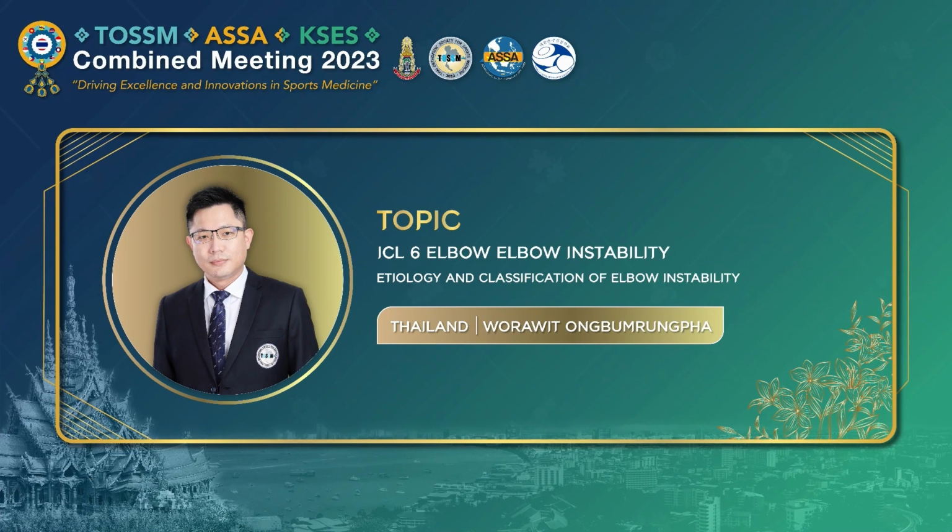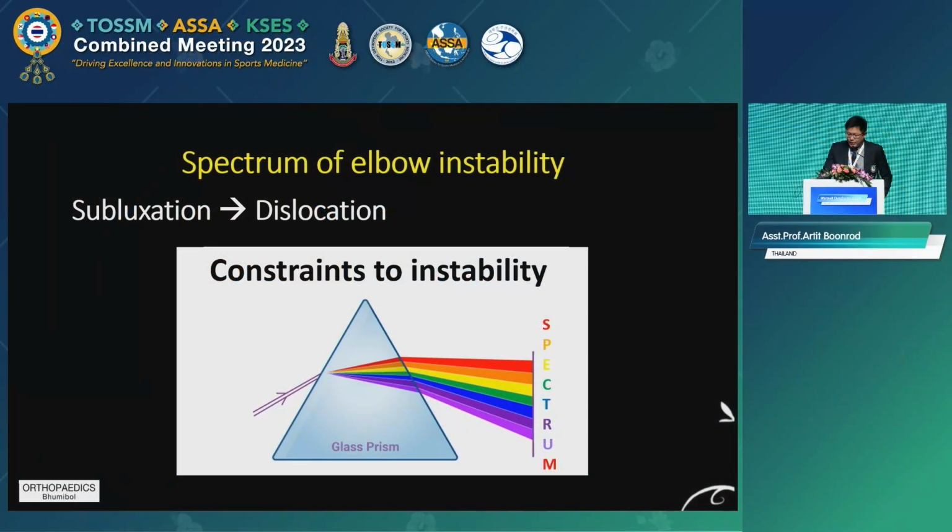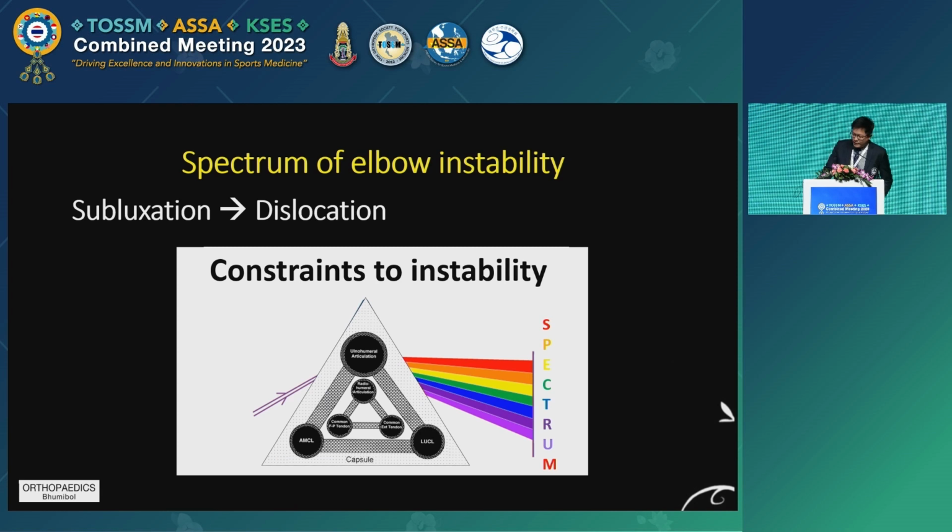So we talk about the spectrum of elbow instability. It's like a white light getting across a prism, which generates the spectrum of colored light. If we think of that prism as a triangle of constraint, and some parts of it are disrupted, the spectrum of injury becomes predictable, based on what part of the constraint and what part of the structure is disrupted or altered. If you know the pattern of the instability, you will also know the structures involved.